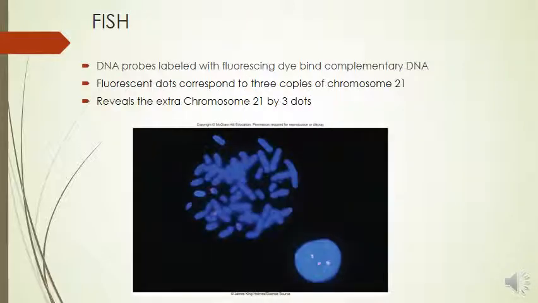Here is an example of FISH. DNA probes are labeled with a fluorescing dye, and these bind to the complementary DNA. And as you can see, there are fluorescent dots, and these fluorescent dots correspond to 3 copies of chromosome 21. This reveals the extra chromosome 21.